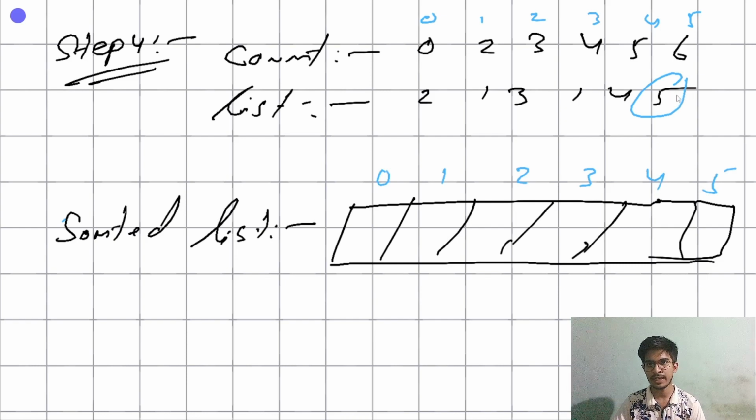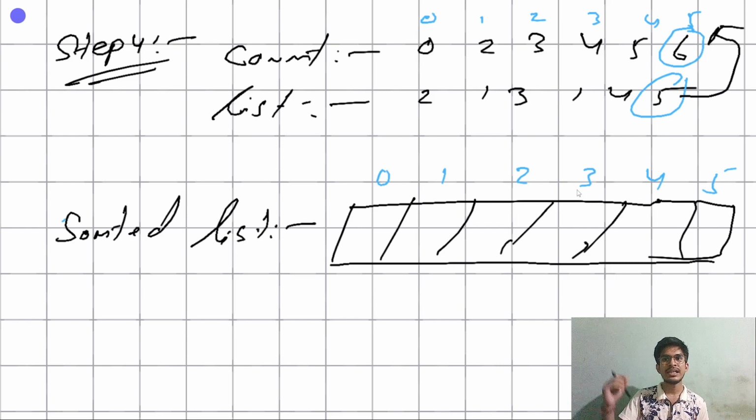Okay, so since it is now the fifth index, it will point to the fifth index in the count array. This one. And here we have 6. But in the sorted list, we don't have any sixth index. So what we'll do? Generally, we have to do 6 minus 1, that is the fifth index. Whatever we get in the count array, we have to decrease it by 1, and thus we'll get our position in the sorted list.